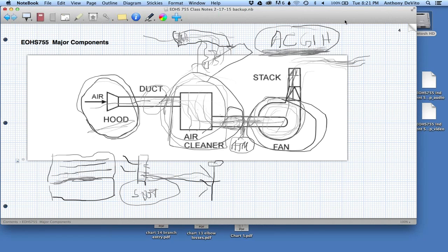Okay, if I pause every once in a while, it's usually so that I can take a quick look and see if there are any questions or anything like that.